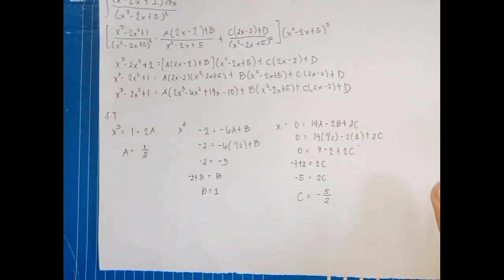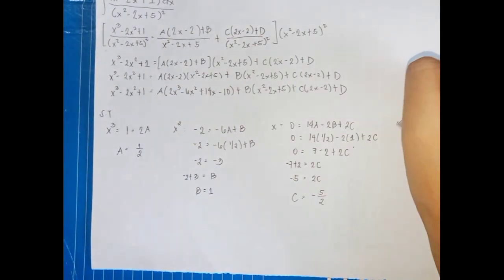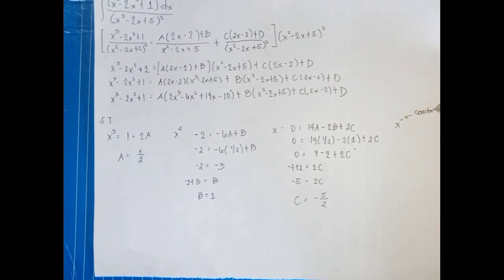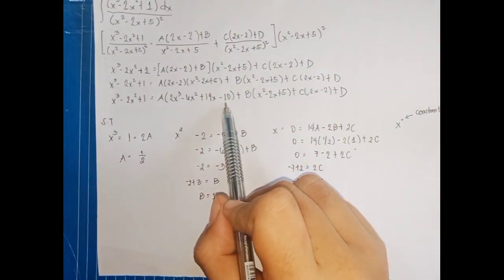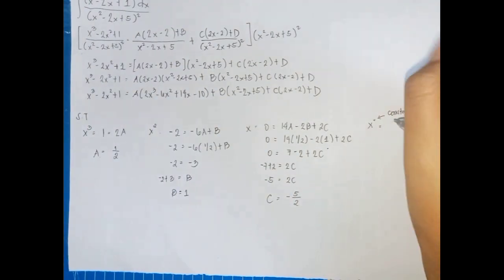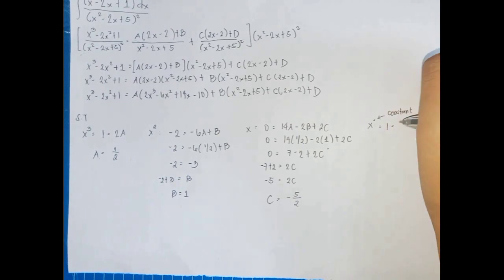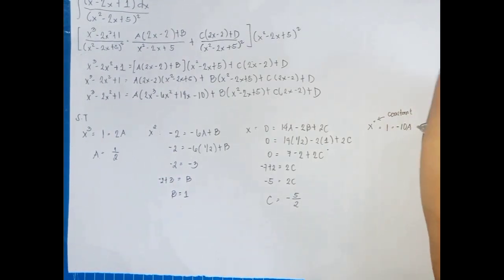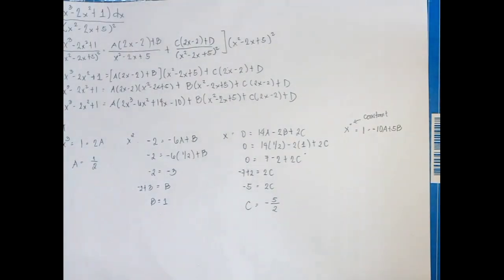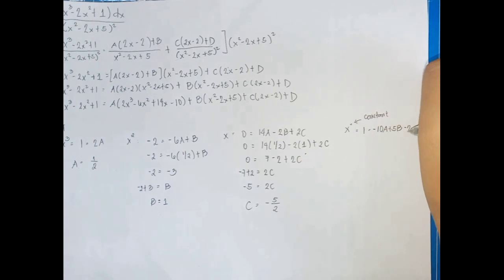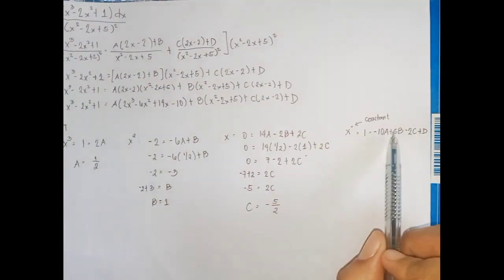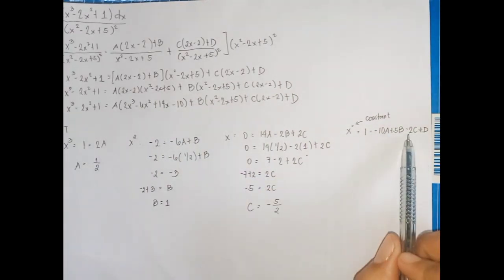So let's solve now for the constant. So x raised to 0, this will be constant. For the constant 10, 2, and 5. Okay, so 1 is equal to negative 10 in A plus 5 in B minus 2 in C plus D. So we have here negative 10 from A, positive 5 from B, and negative 2 from C.